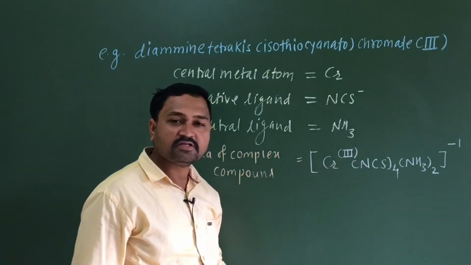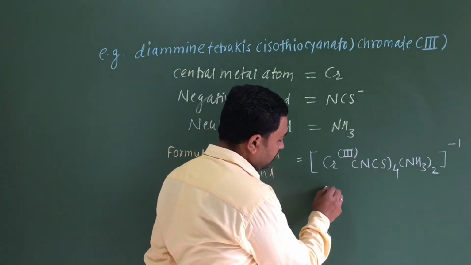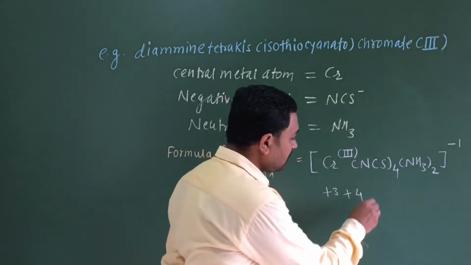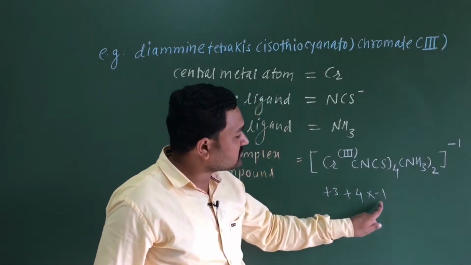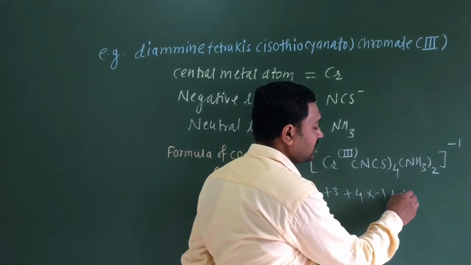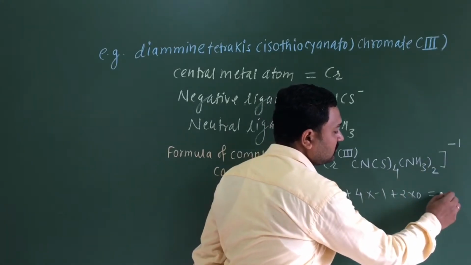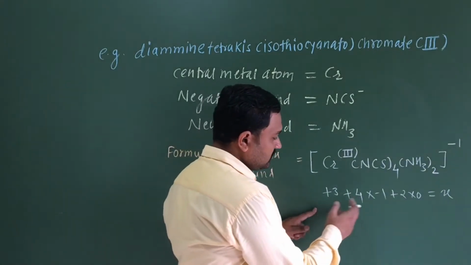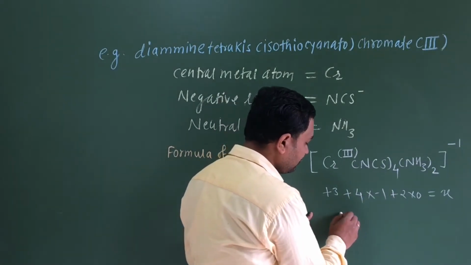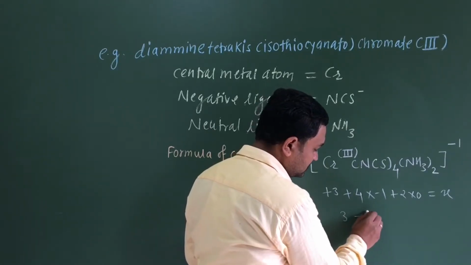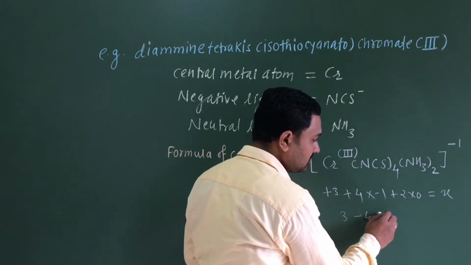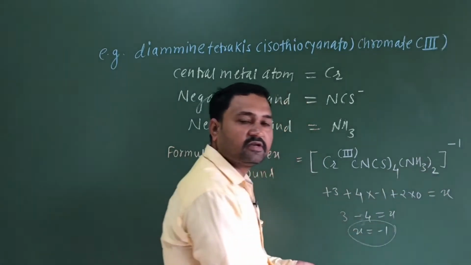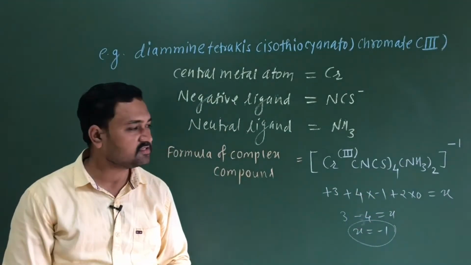So you can easily calculate the charge. We know that the oxidation number we have taken for chromium is +3. We know that there are 4 thiocyanate ions, each thiocyanate having the charge -1, and ammonia is a neutral ligand, that is 2 into 0, which equals x, suppose the charge is x, as we don't know the charge here. So you can do the simple mathematical calculation: 3 minus 4, the whole term will be 0, equals x, therefore x will be equal to -1. So here I have written the charge as -1 for this example.